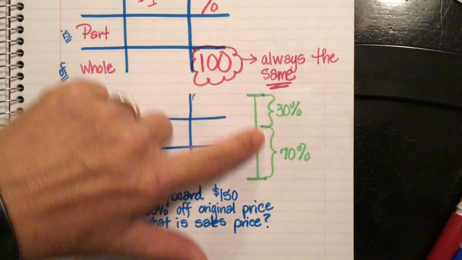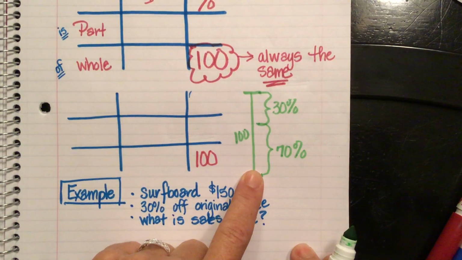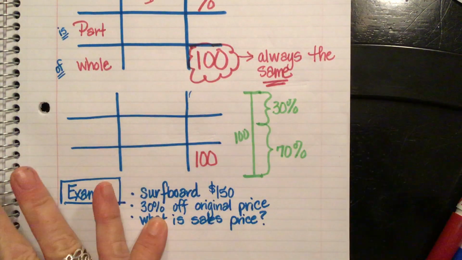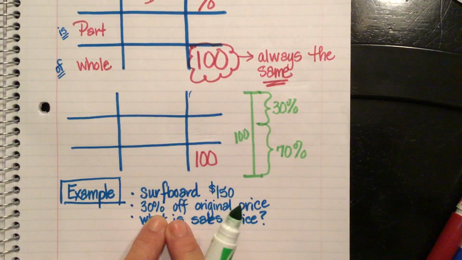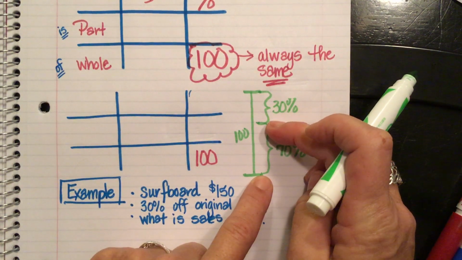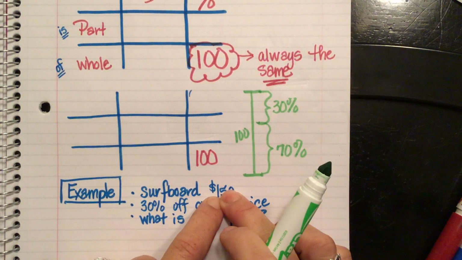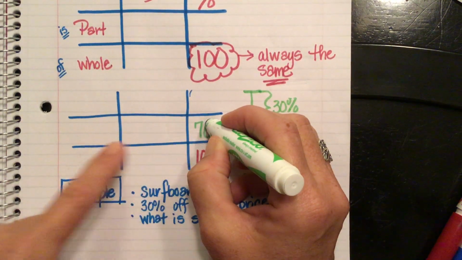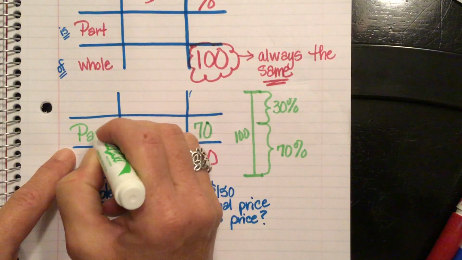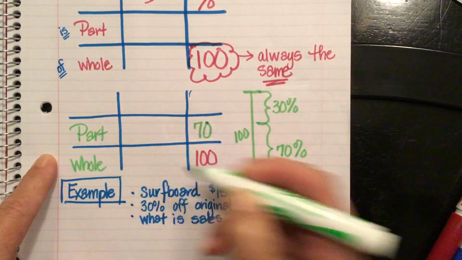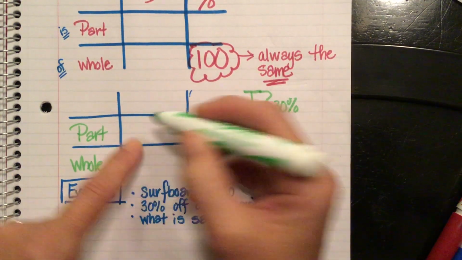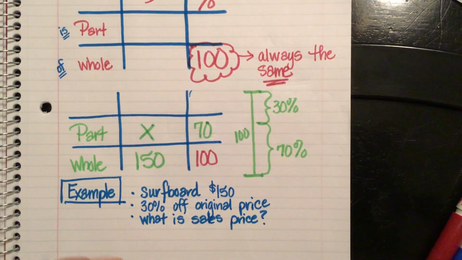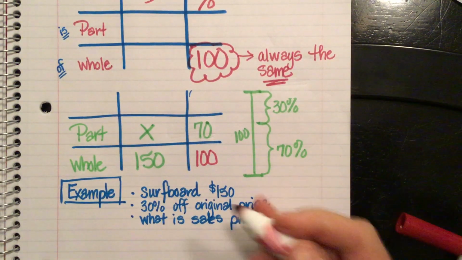Remember that when you have a percentage, it's always out of 100. So I could find the 30% and subtract it, do it in 2 steps, or can I just find 70% of my original price? And that's what I'm going to do. So I'm going to find 70% as my part out of my whole. My part is what I'm looking for. I'm looking for 70% of my original price.